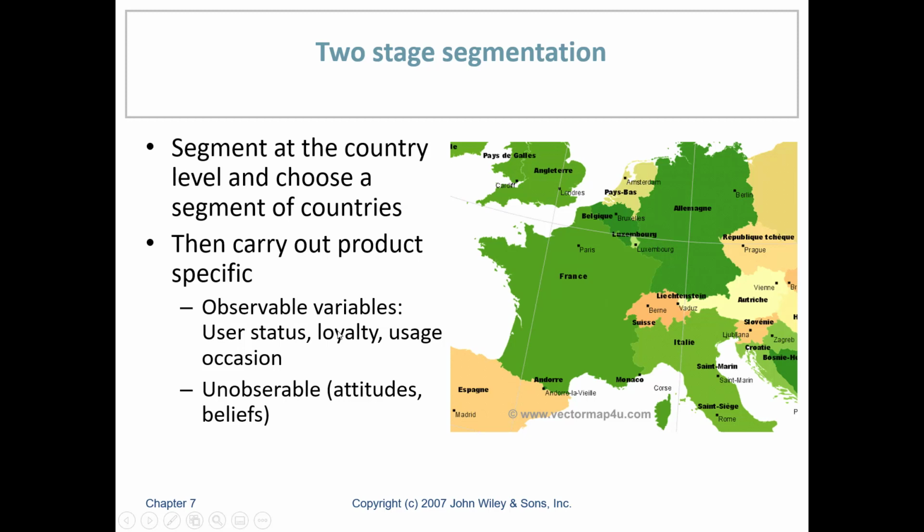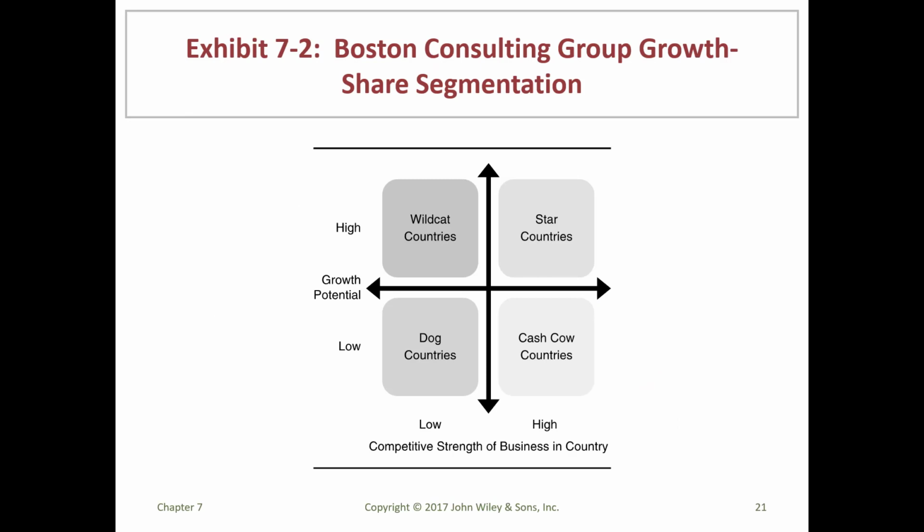We can segment based on observable variables, which is what we observe: how often do people buy our product, and are they loyal to our product? And unobservable variables, which are attitudes and beliefs, like how do you feel about my product, how do you feel about Walmart, how do you feel about Louis Vuitton? If I ask you now, how likely are you to shop at Walmart every week? Those are attitudes and beliefs.